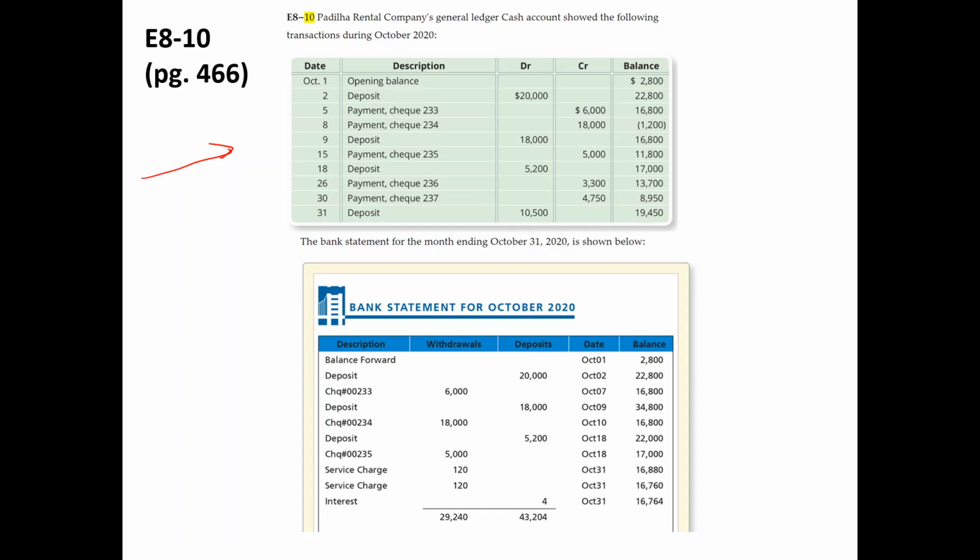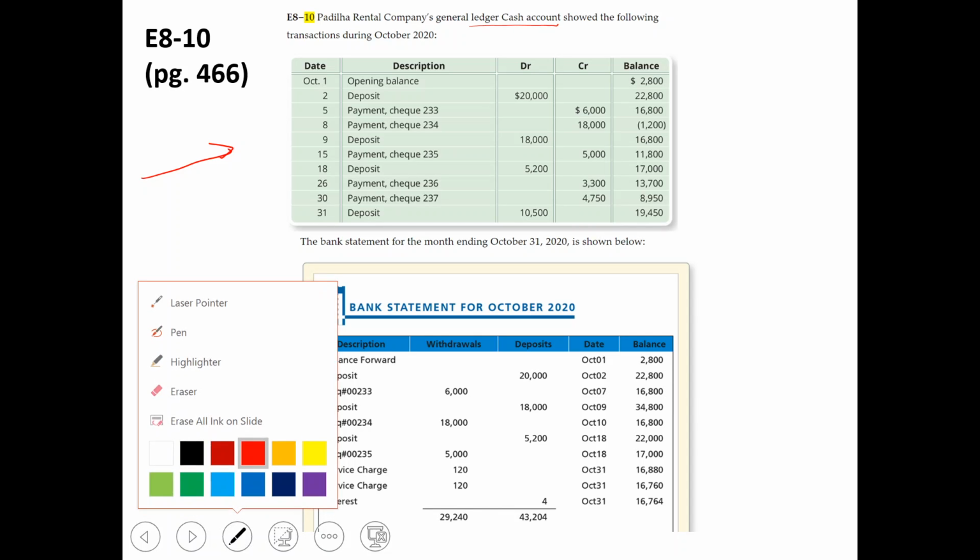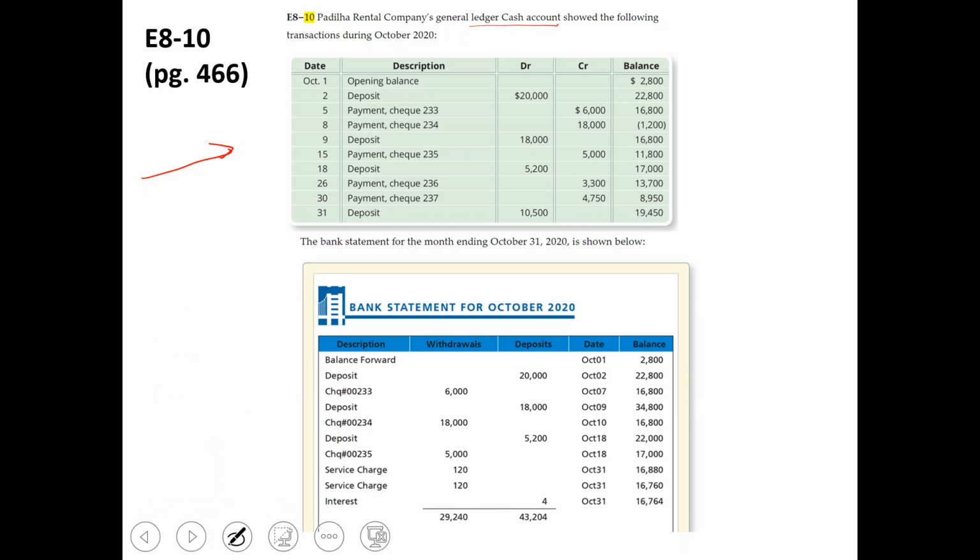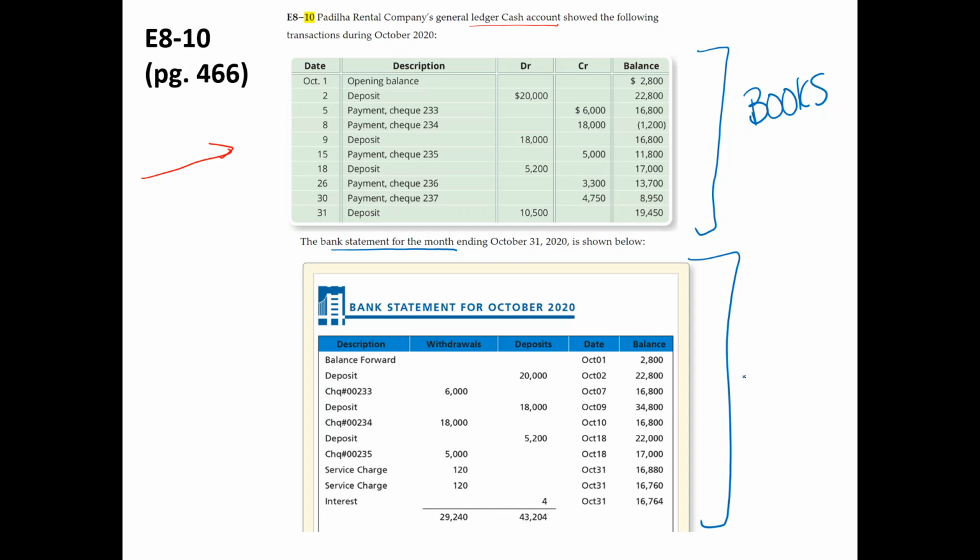It says, this is the general ledger cash account. It showed these following transactions. So this is what's actually recorded in your accounting records. Therefore, this is the books part of our accounting for cash. Then the question says this is the bank statement for the end of the month. So this is our bank. This is what you would have in real life at the end of the month when you go to prepare the bank rec.